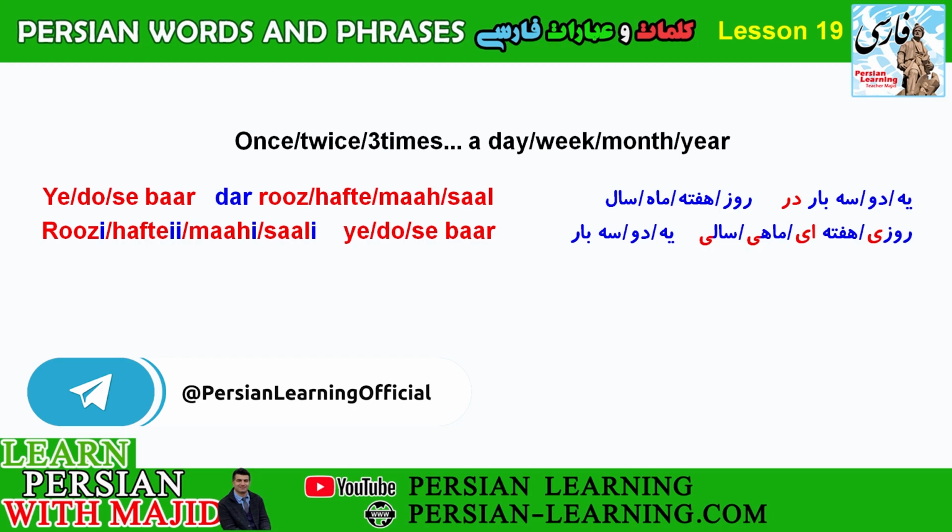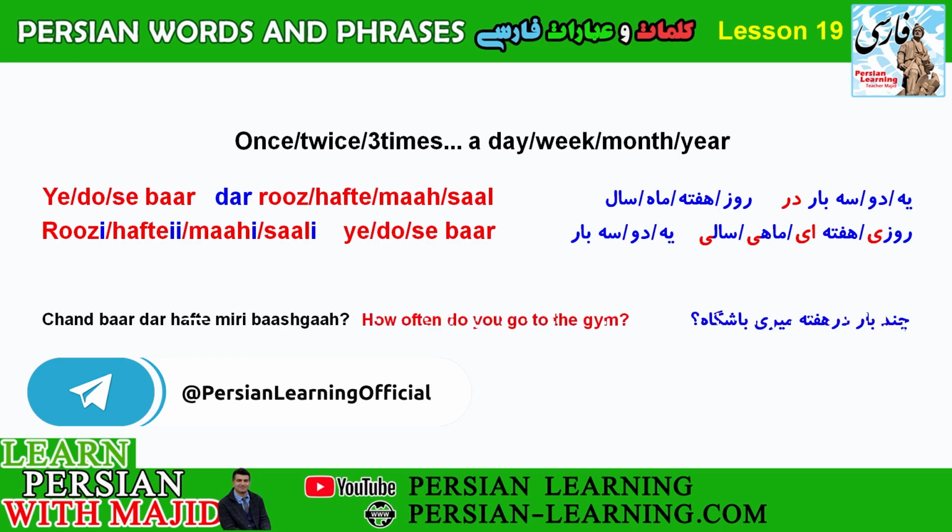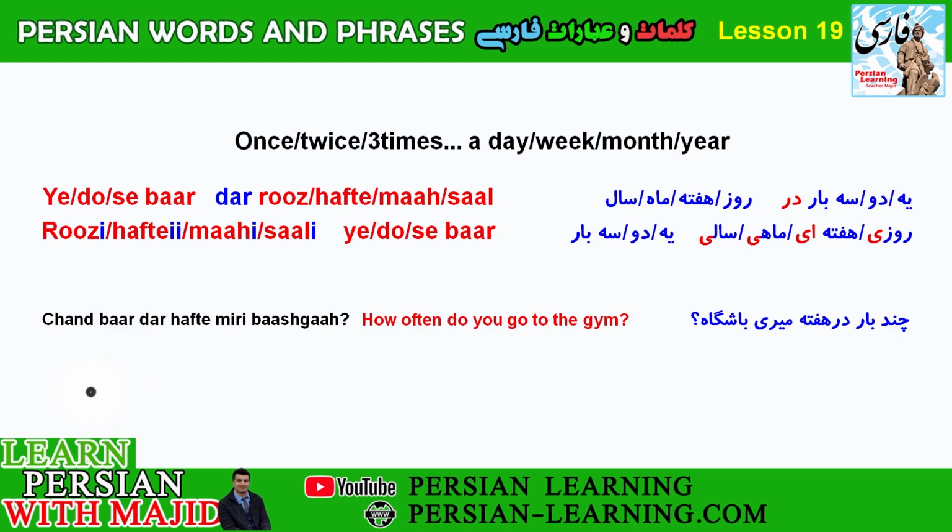Let's see the examples. چند بار در هفته میری باشگاه؟ The first example is exactly the question that we ask for knowing how many times somebody does something or how often. So we use چند بار, how many times, در هفته, در ماه, در سال, a week, a month, blah blah blah, you do something.